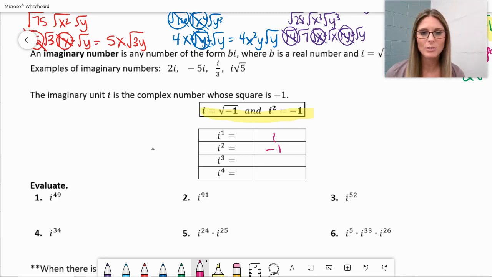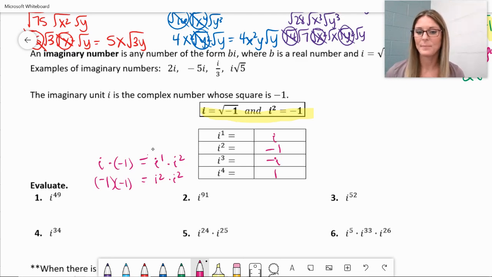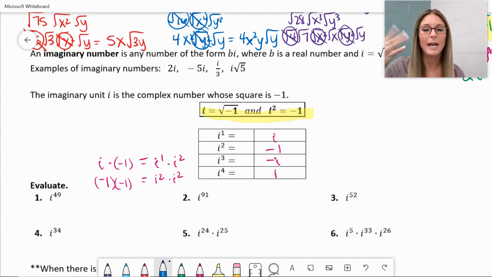Now i cubed would be equivalent to i to the first times i to the second, which we already said was i times -1. That gives you -i. And then i to the fourth would be the same as i squared times i squared, which we labeled as -1 times -1, which makes +1. Do you think I'm crazy right now? Let me give you a helpful tool to memorize these, because you need to know these first 4 to answer the questions below.